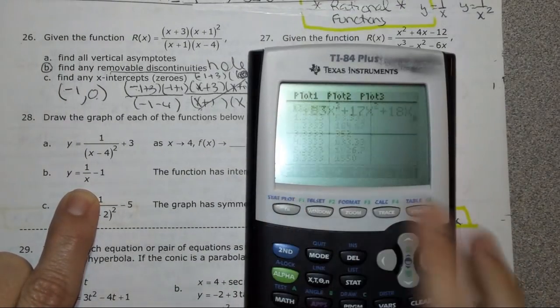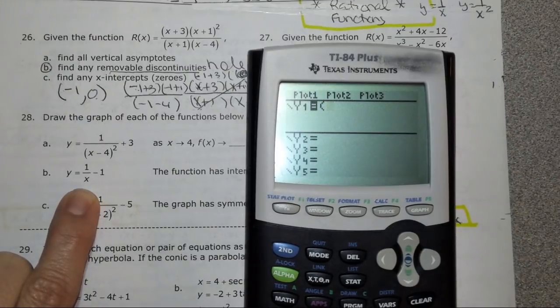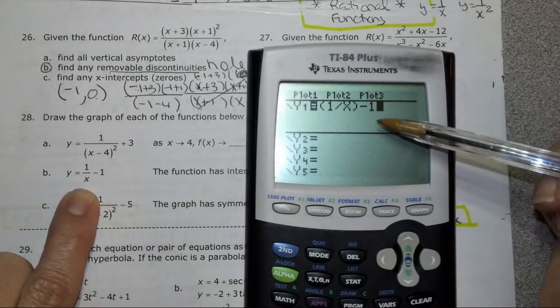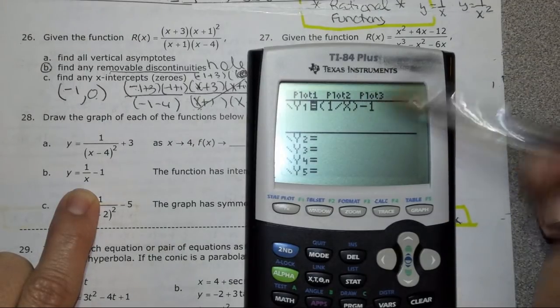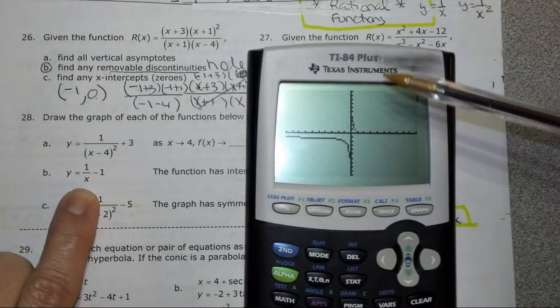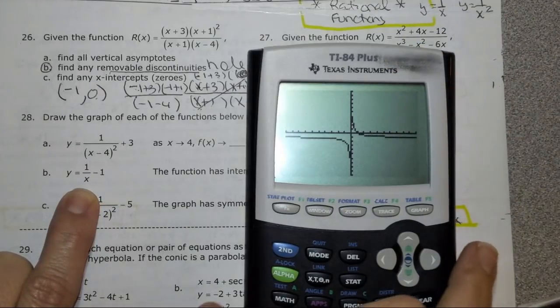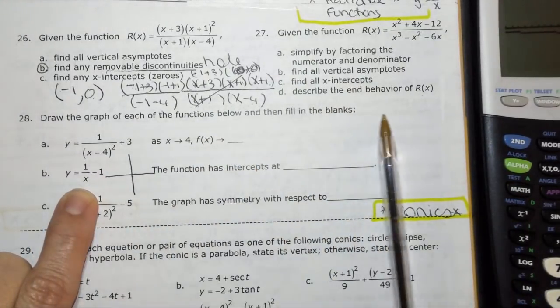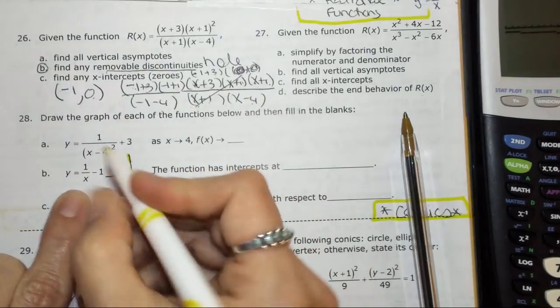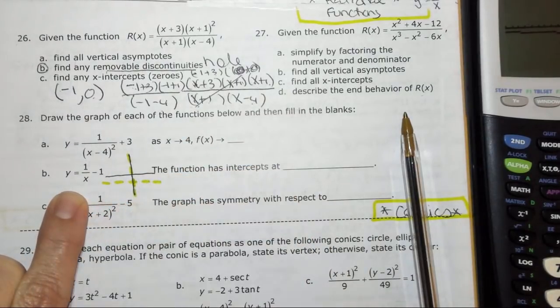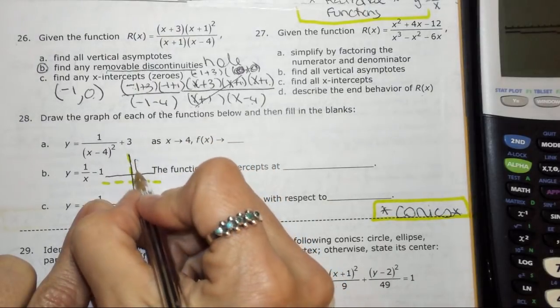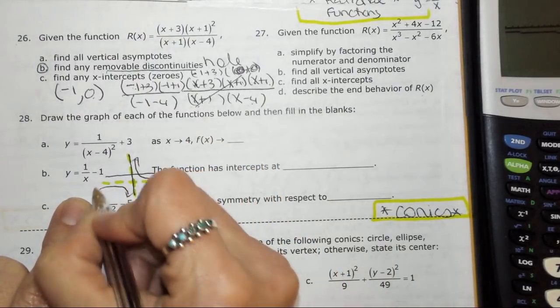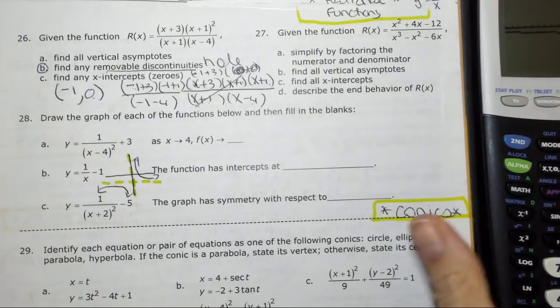So this first function right here, if you're going to type it in your calculator, you would go to your y equals, and you would type in parentheses 1 divided by x, close parentheses, minus 1. So this is going to be a 1 over x graph that simply shifts down 1 unit. So it would look kind of like this if I was going to graph it. My vertical asymptote doesn't change at all. My horizontal asymptote went to -1. The right side is up, and the left side is down. There you go. That's the graph that matches.